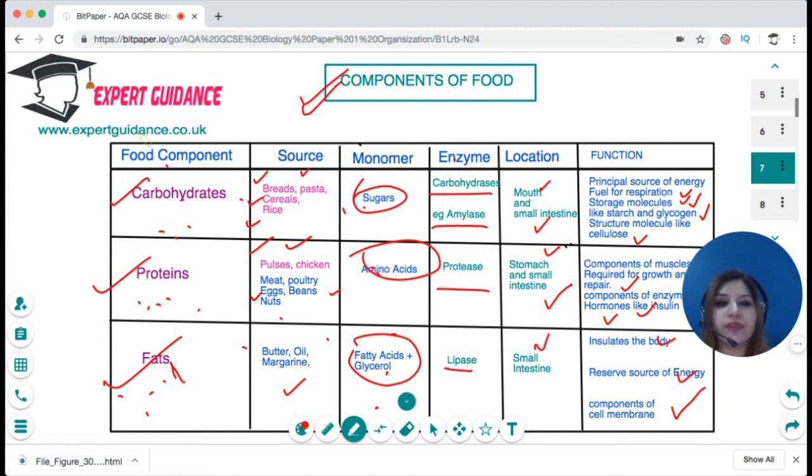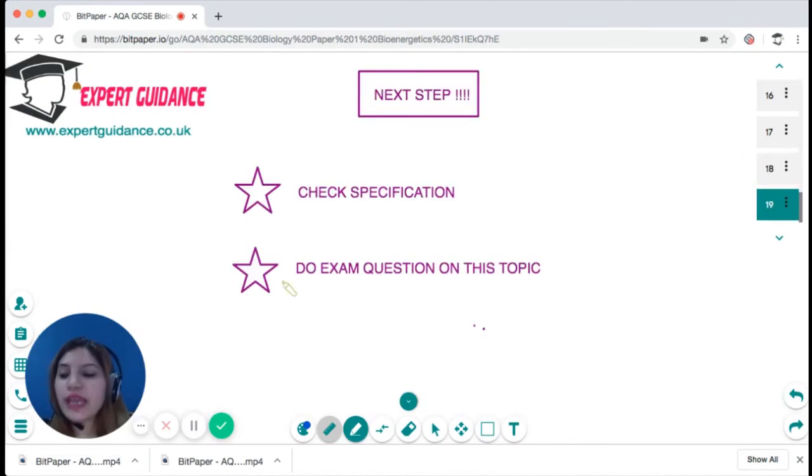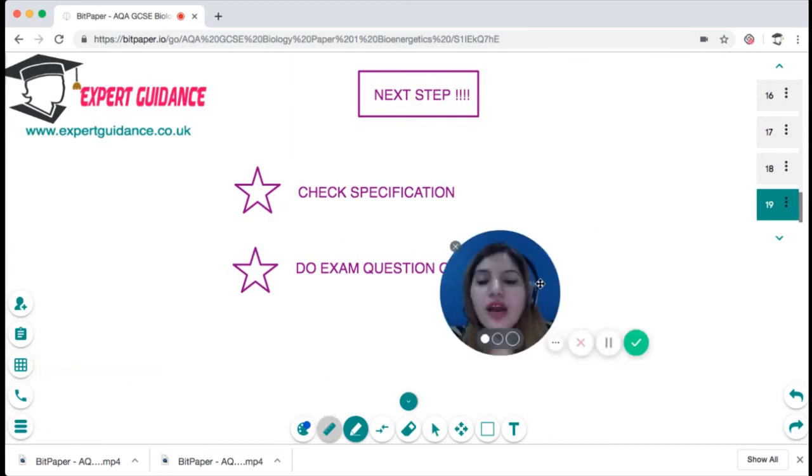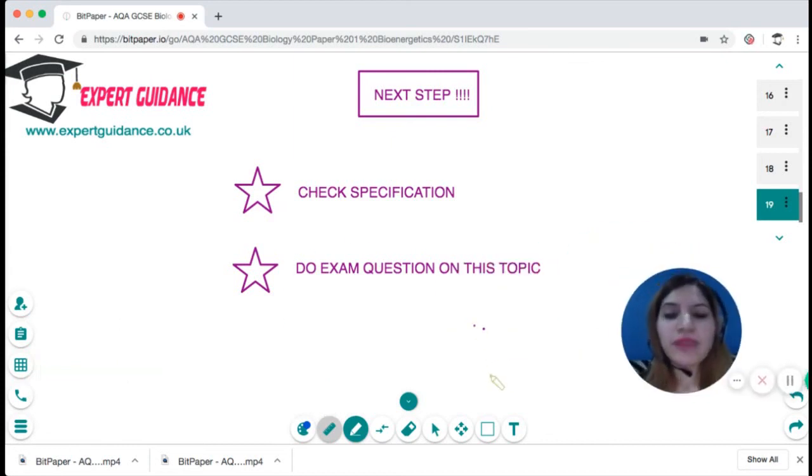Okay, so you should know what the different components of food are, their sources, where they're digested, and what their function in the body is. Okay, so I hope all these topics and all these terms are clear to you. Now, as I always stress, the next step is to check the specification to make sure whatever is mentioned in the specification, you understand that well.